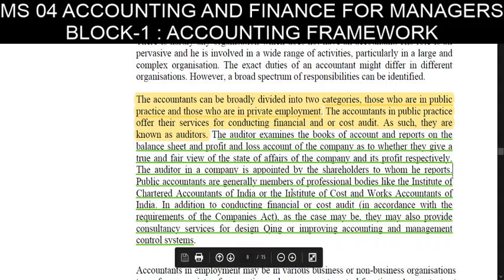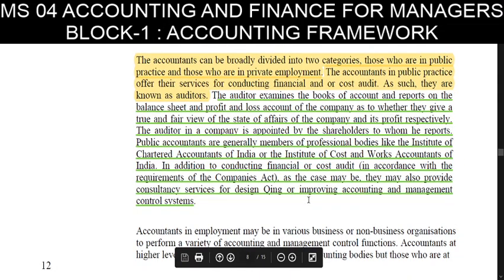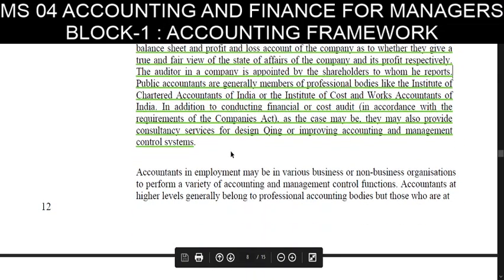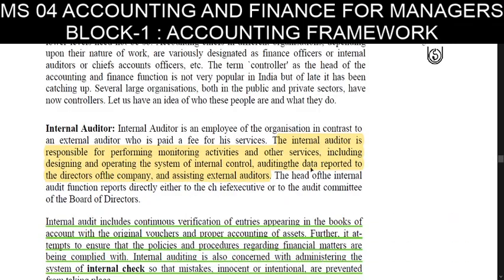Public accountants are generally members of professional bodies like the Institute of Chartered Accountants of India and also the Institute of Cost and Works Accountants of India. In addition to conducting financial or cost audit, they may also provide consultancy services for designing or improving accounting and management control systems. Next, internal auditor. Who is this internal auditor?